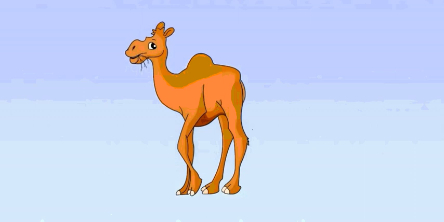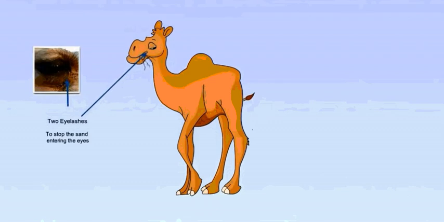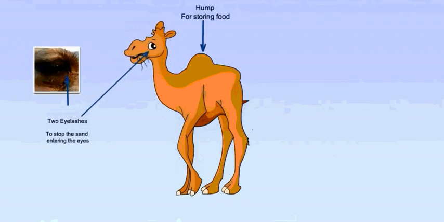It is normally windy and dusty in the desert, so the camel has two eyelashes to stop the sand entering the eyes. There are always sandstorms in the desert, so the camel has two eyelashes. They're very big, that prevents the sand from getting into his eyes. He also has a hump for storing food.